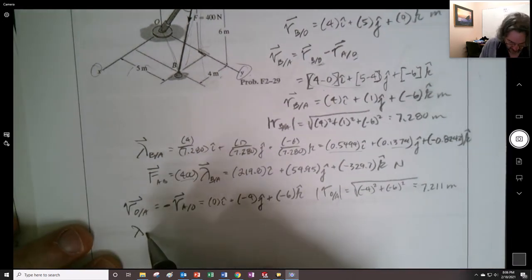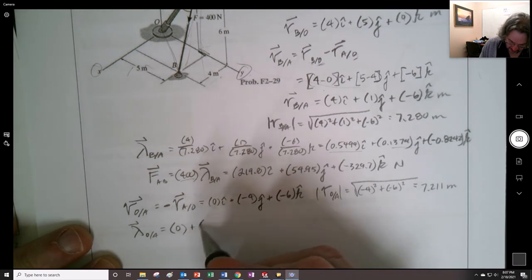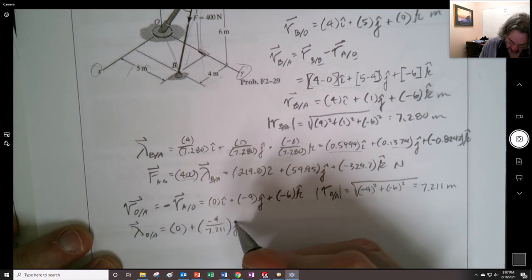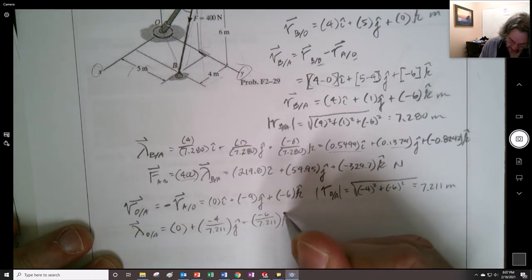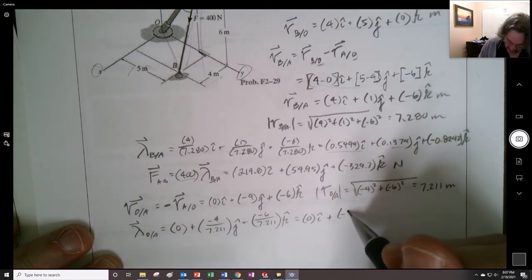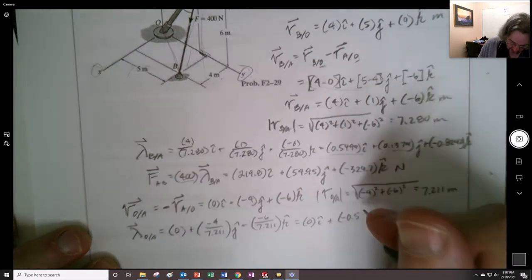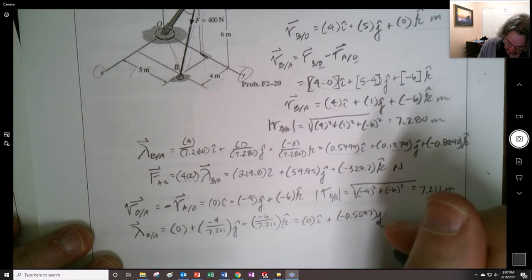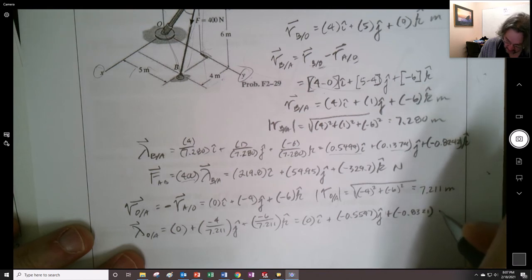And then, if we want the lambda of O with respect to A, this is going to be 0 still, and then plus we have negative 4 over 7.211 J, and then we're going to have a negative 6 over 7.211 K. So we end up with 0 I plus negative 0.5547 J plus our negative 0.8321 K.